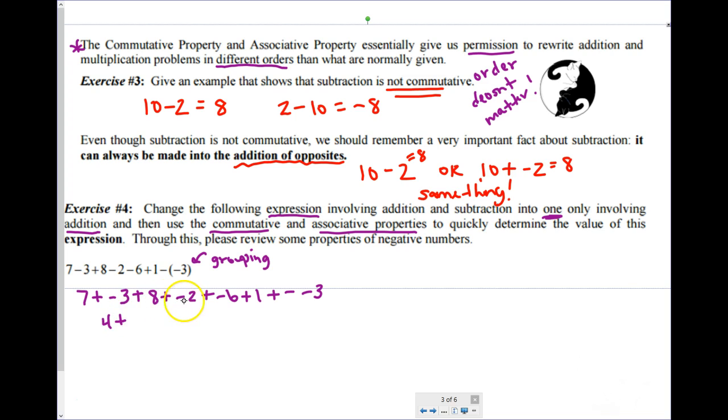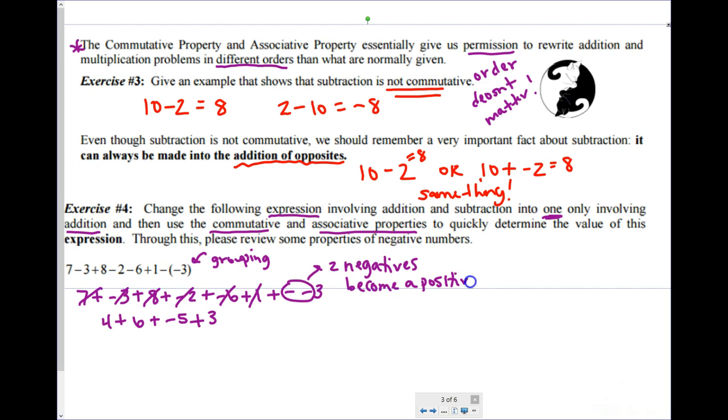Plus, what's 8 plus negative 2? 6. Plus, I'm going to cross these off as I do them so I keep track. Plus, negative 6 plus 1, that's negative 5. Plus, what happens here when you have two negatives? What does it become? It becomes a positive. So this is like saying plus 3, right? Two negatives become a positive. It's really important we remember that from middle school, right? Now I've got something a little easier.